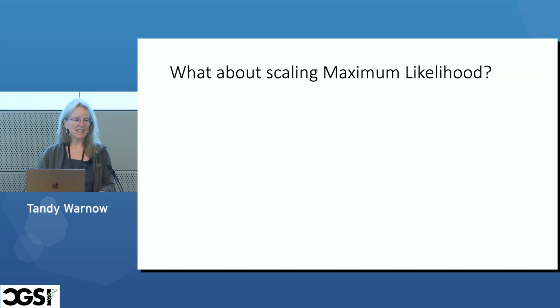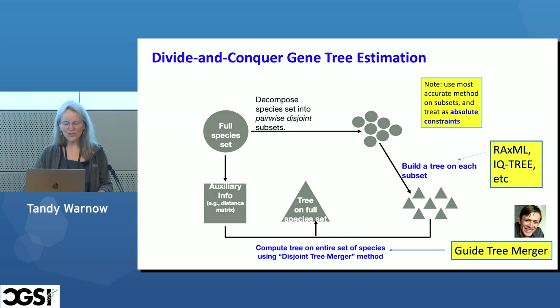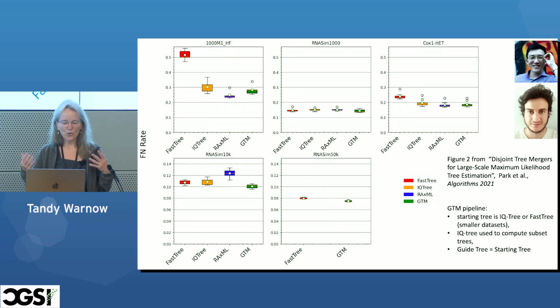So what about scaling maximum likelihood? We're also getting advantages here, but now what we're doing is maximum likelihood on the subsets. And this is just a quick example with, again, error rate on simulated data. This is FastTree, which is a fast method. This is IQTree. This is RAxML, and this is the pipeline. A simulated data with 1,000 sequences, RAxML is best. With another 1,000 sequences, but now it's not IID, it has selection going on. They're all about the same.